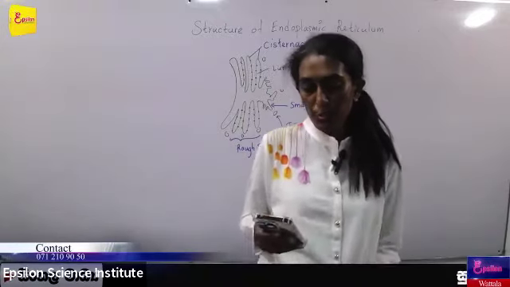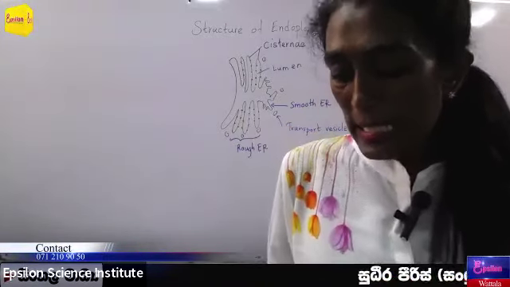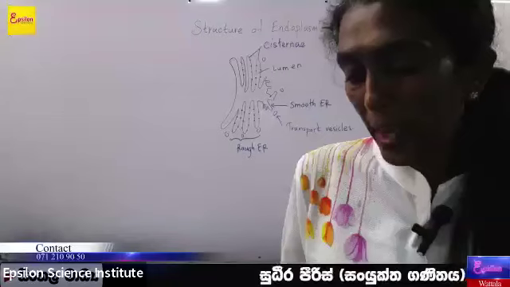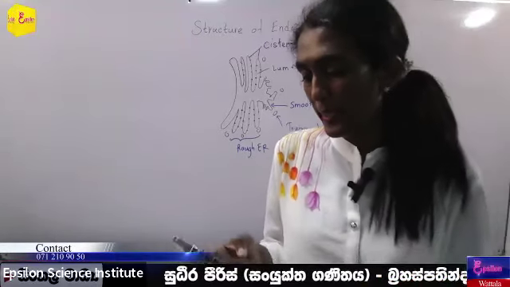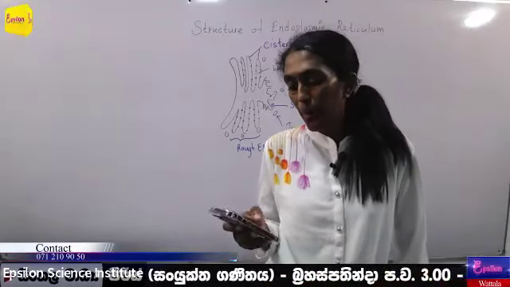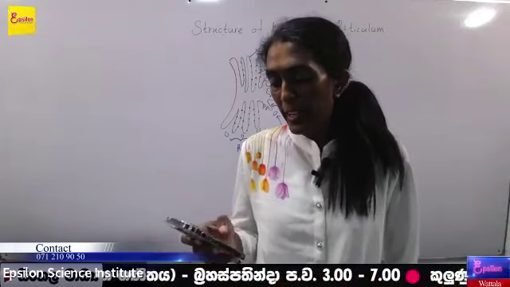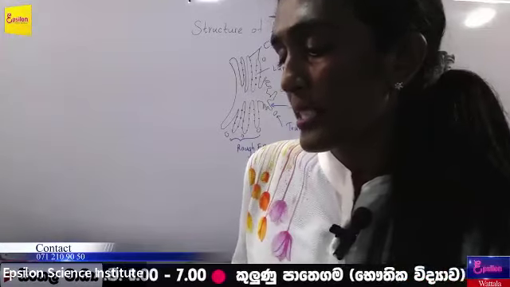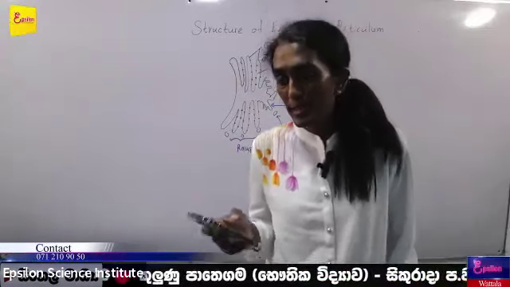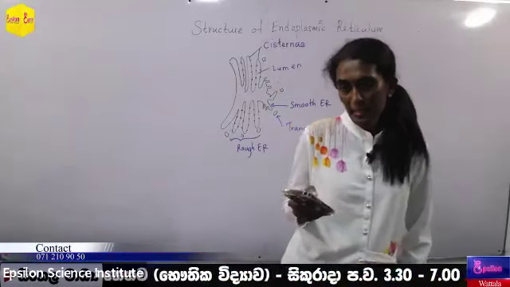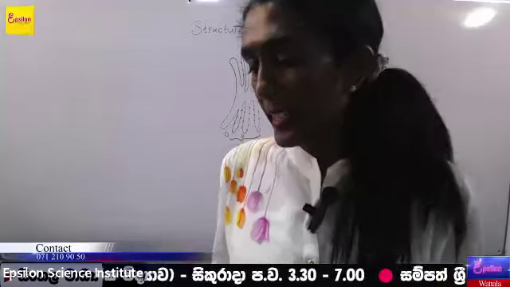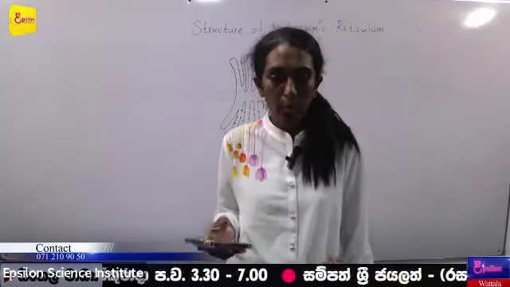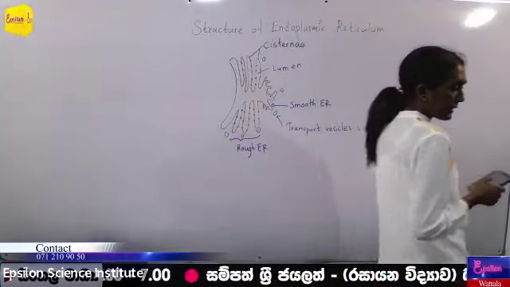Next one. The functions of smooth endoplasmic reticulum: synthesizes lipids including oils, steroids, and phospholipids. Metabolism of carbohydrates, produce transport vesicles to transport within the cell, involves in detoxification, stores calcium 2 plus ions. Okay? All right. Study now itself and copy the functions in both smooth and rough ER.